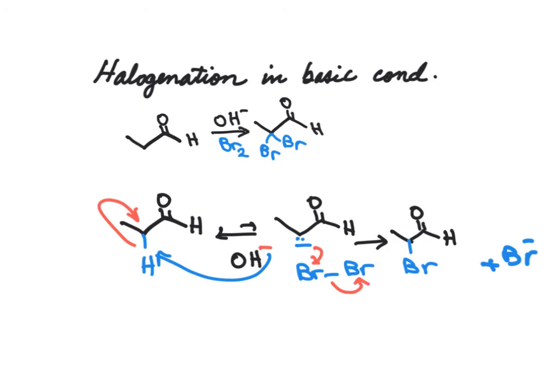The substitution of the alpha carbon in basic conditions by a halogen removes all of the alpha hydrogens from that carbon. Each halogenation is more rapid than the previous one. This is because the electron withdrawing group Br on the alpha carbon increases the acidity of the remaining alpha hydrogens. In acidic conditions, the first halogenation decreases the basicity of the oxygen. This makes the protonation of the carbonyl oxygen less favorable.